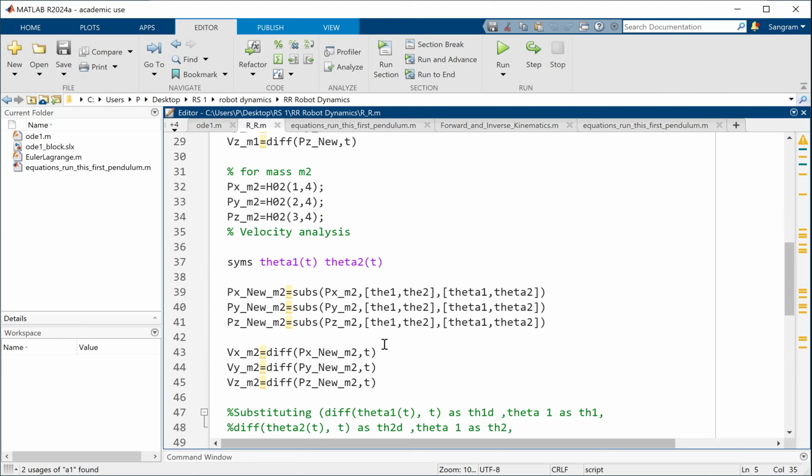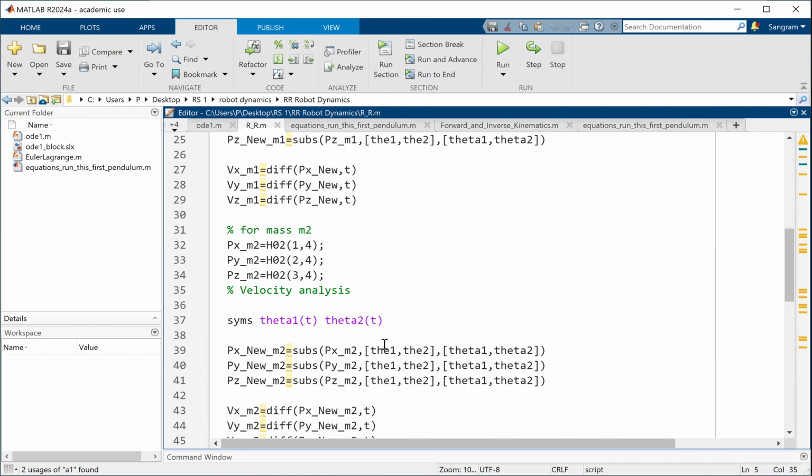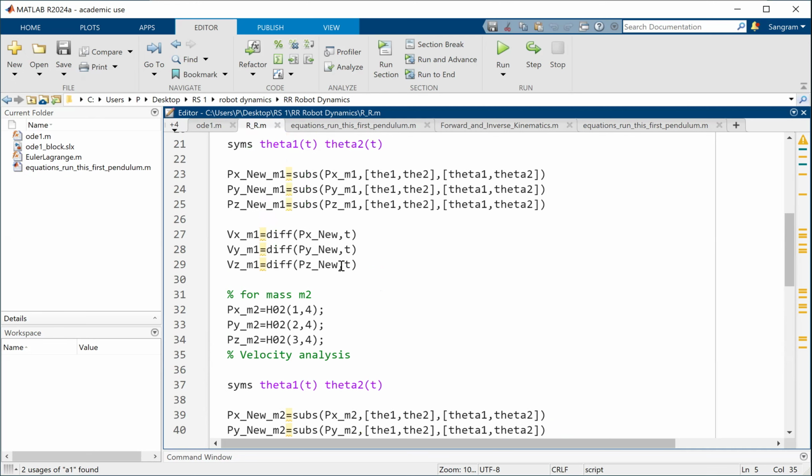In PZ underscore M1, we have PZ underscore new. I think M1 should be there after that. Professor, from line 27, 28, 29, you haven't mentioned PX underscore new underscore. Oh, yeah, new underscore M1, correct. Yeah, I changed the code a little bit before coming here.